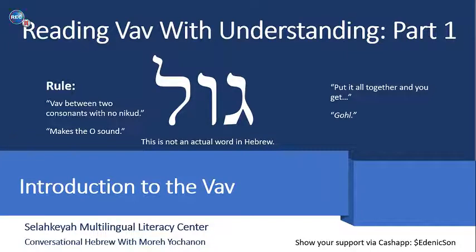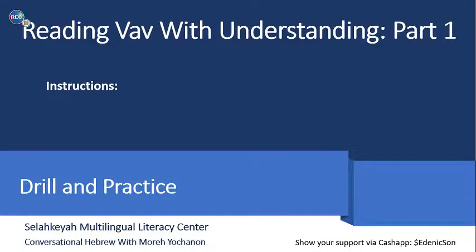Okay? Hopefully, you guys have gotten an understanding of how to read the vav without any nikud. So we're going to apply this rule, and we're going to do a drill in practice so that you guys can have an opportunity to practice saying the vav the way that I've showed you. All right, I want you to decode these letters, and I want you to make the sound it spells. Okay, this is called decoding.